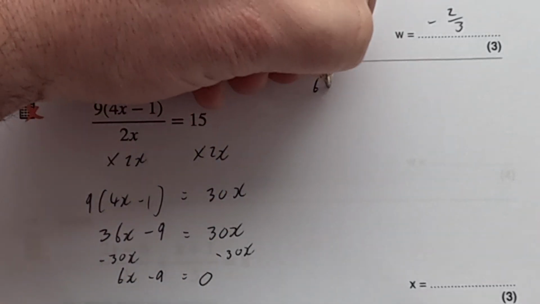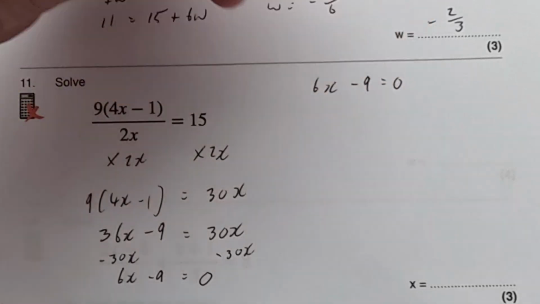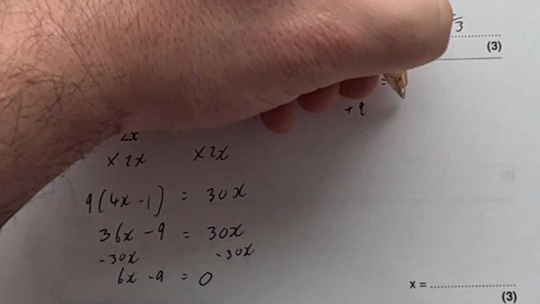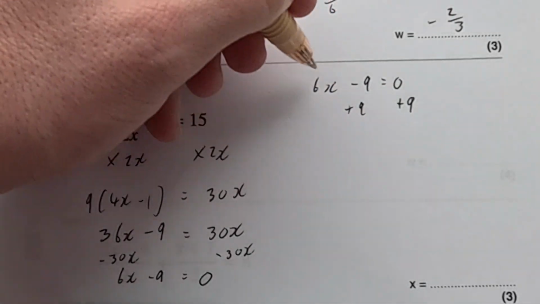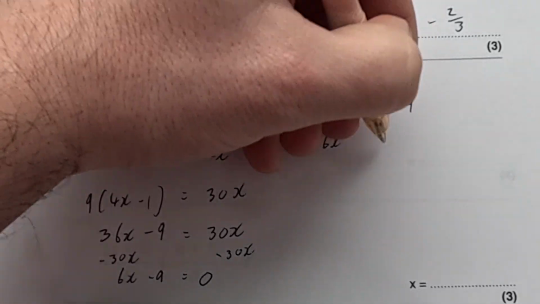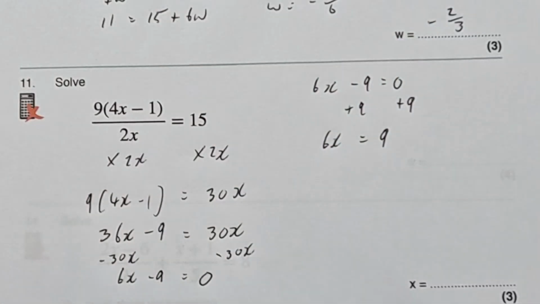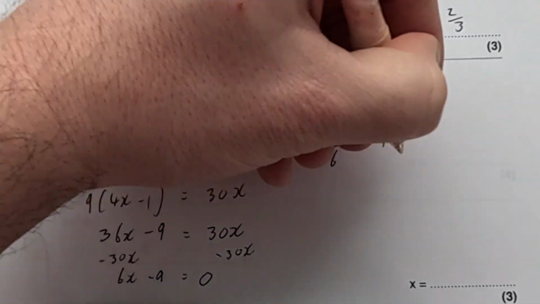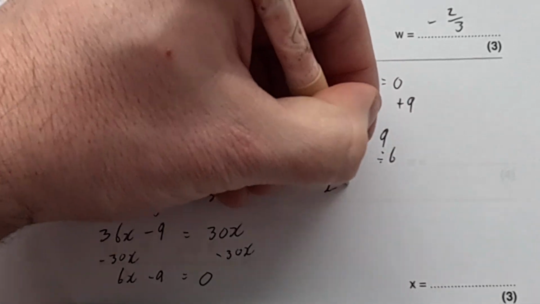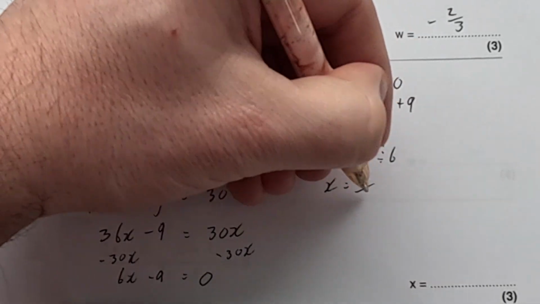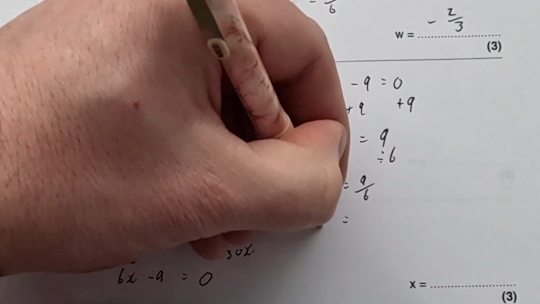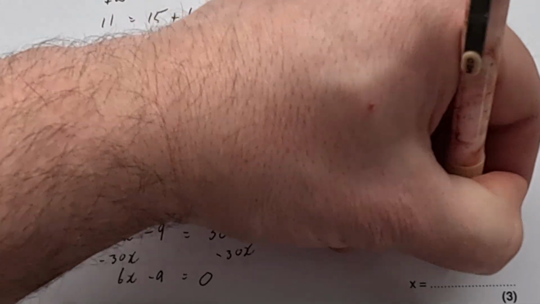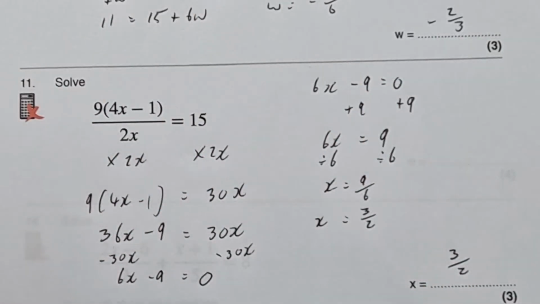Let's just write that up here. 6x minus 9 equals 0. Now we want to get the x on its own, so let's get rid of this minus 9 and add 9 to both sides of the equation. The left hand side would just become 6x, and the right hand side would be 9. Finally we want to get the x on its own, so let's divide both sides by 6. We'll get that x is equal to 9/6, and if we cancel that down, dividing both by 3, we get 3 over 2, or 3 halves. So x is equal to 3 over 2, or 1.5.